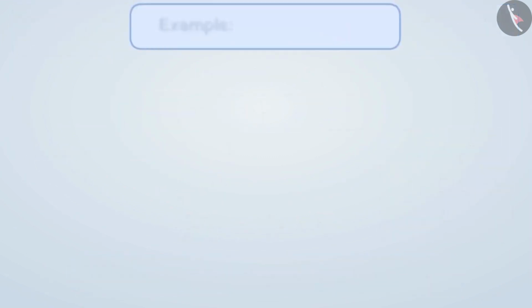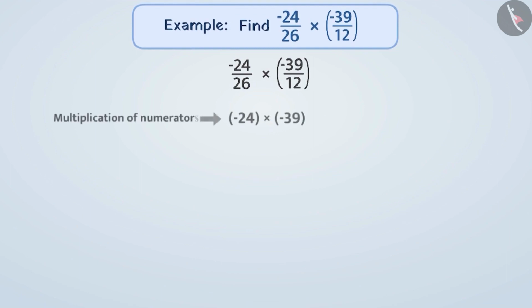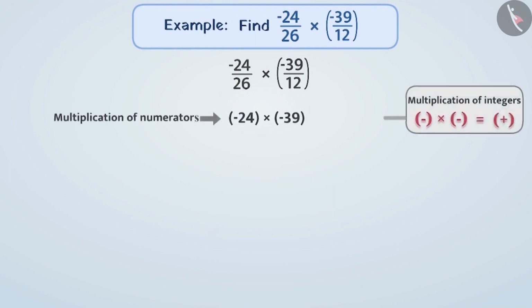Next example. Find minus 24 by 26 into minus 39 by 12. To solve this, we will first multiply the numerators. Since minus 24 into minus 39 is a product of two negative integers, the product will be positive. In this way, minus 24 into minus 39 is 936. Then we multiply the denominators. Here, 26 into 12 is 312.